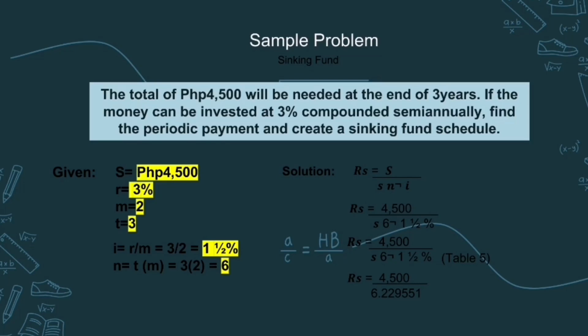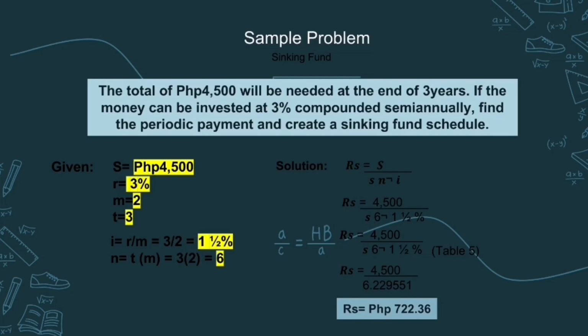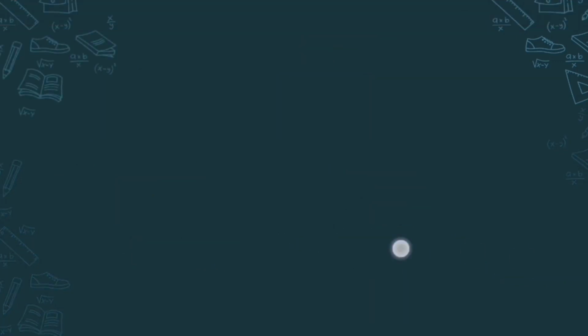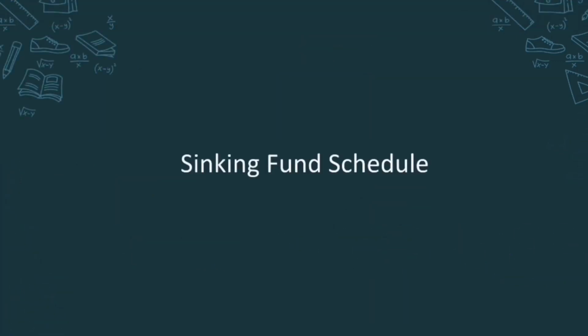And the answer right now, for our periodic payment, is 722.36 pesos. Our problem says that we need to find a periodic payment and create a sinking fund schedule. So we already have the periodic payment, and let us proceed to creating a sinking fund schedule.